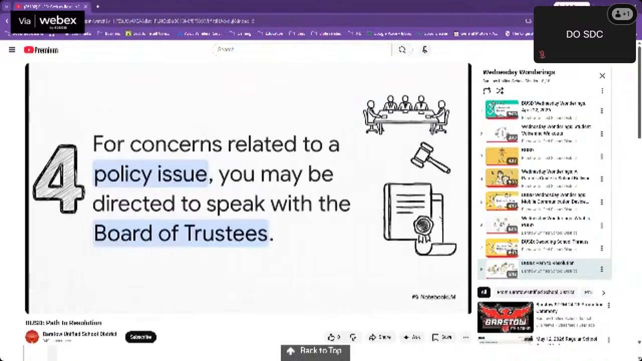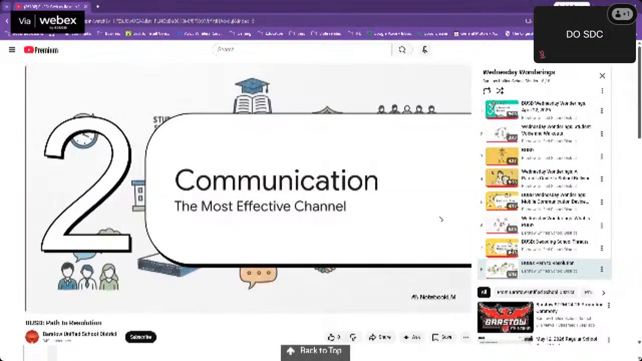And the final step, number 4, is taking your concern to the board of trustees. Now, this one is a little different. It's really reserved for those big, district-wide policy concerns, not so much individual student situations. If your chat with the superintendent brings up a larger policy question, they might actually be the ones to point you in this direction. So we've covered who you should talk to, but how you communicate is just as critical.